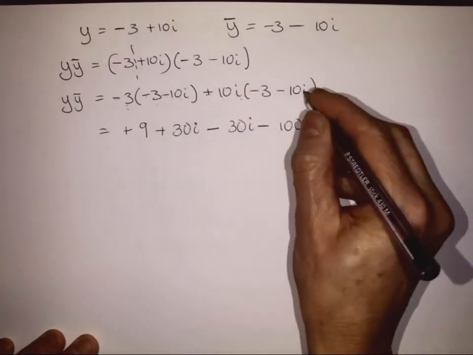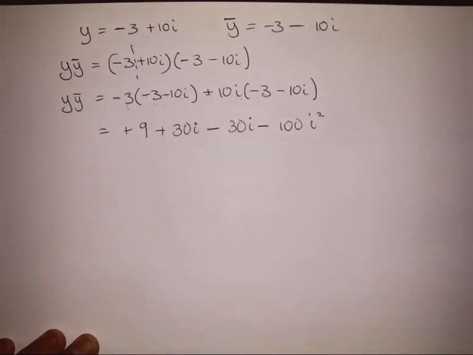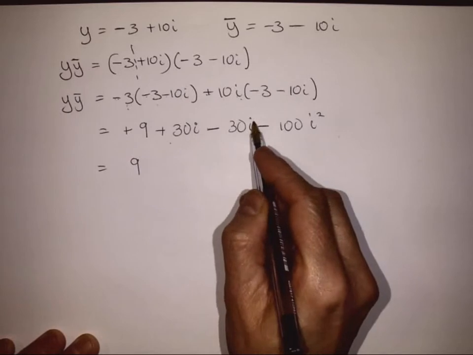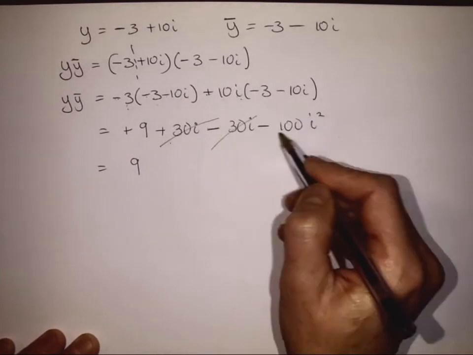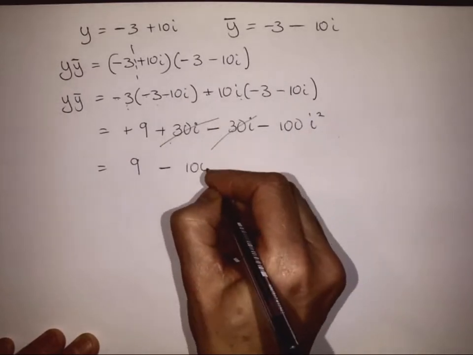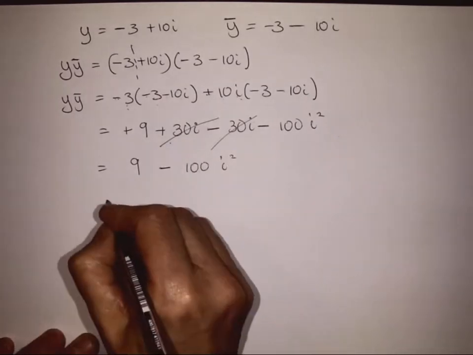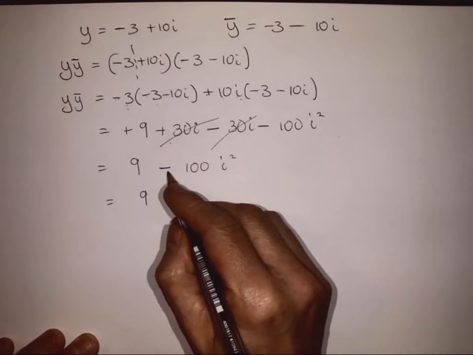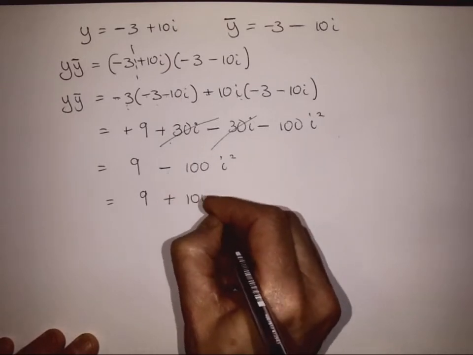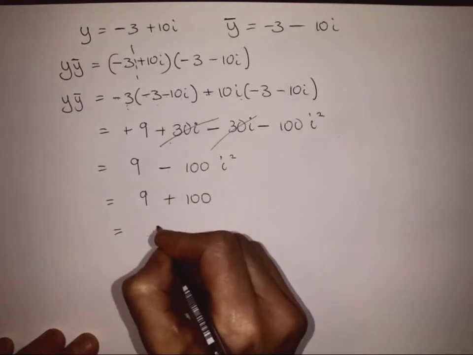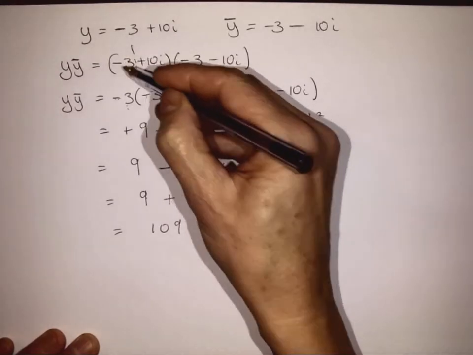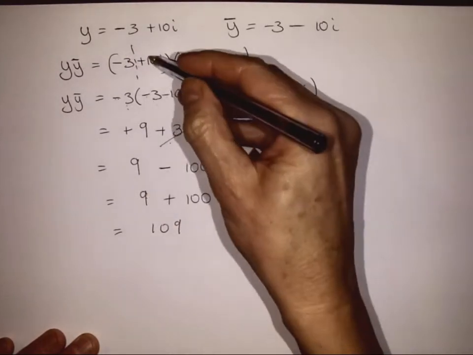So leave the 9. Minus 30i plus 30i means no i. And then minus 100 times i squared. So that's going to be 9. We're dropping the i squared. We change the sign here. That's a quick way to do it. Plus 100, which is 109. But again, if you look at this, 9 is actually 3 squared, and 100 is actually 10 squared. So there's definitely a quick way to do these.